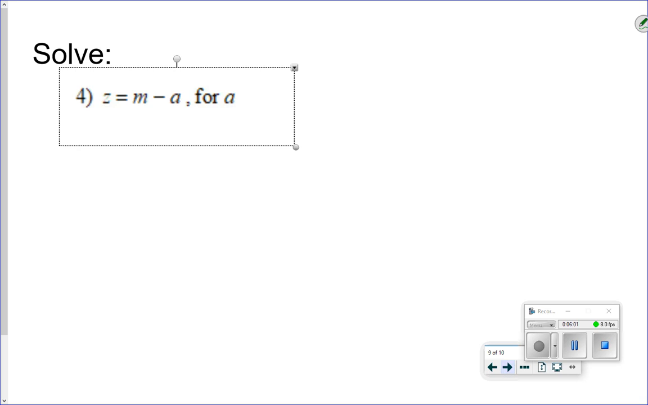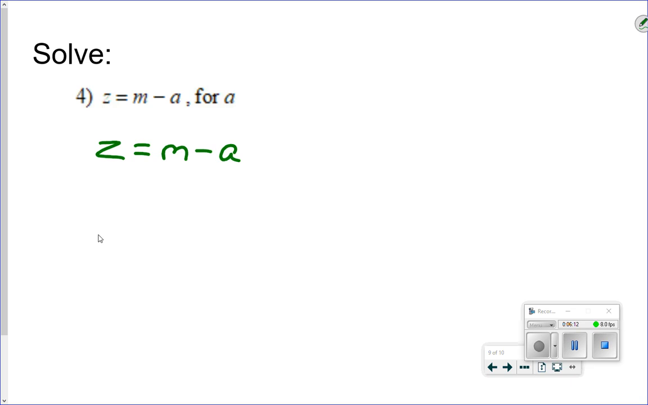Okay, and I think we have 2 more examples. Some are a little shorter. This is a pretty short one. Alright, so in case that's a little blurry for you, I'm going to rewrite that equation. It's z equals m minus a. This time we're isolating a. It's telling us to solve for a. That means we need to get a by itself.